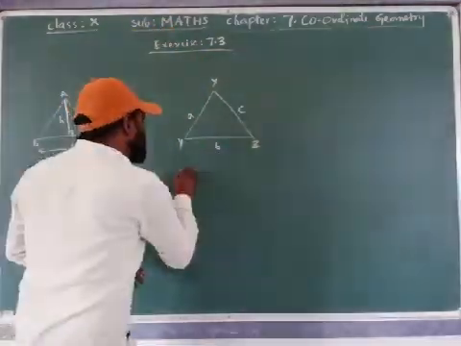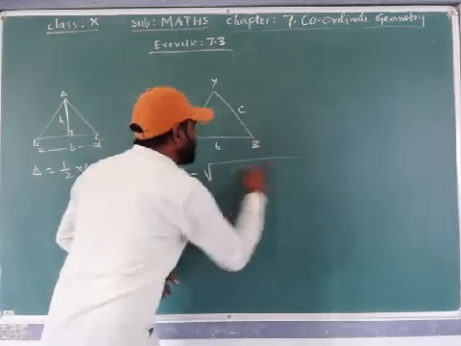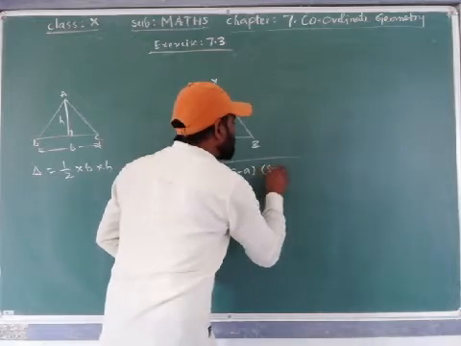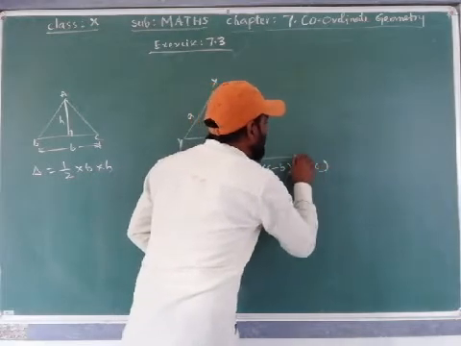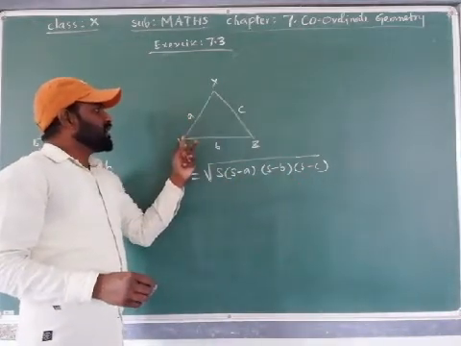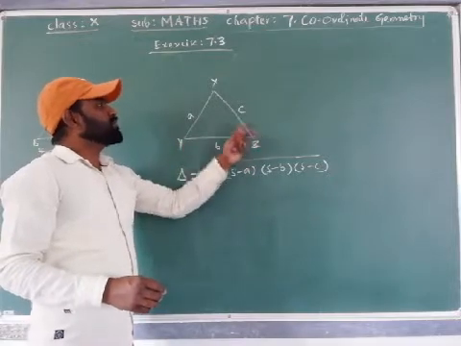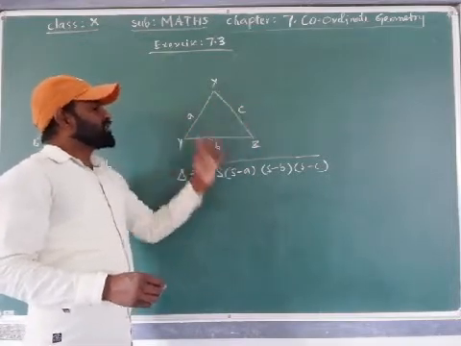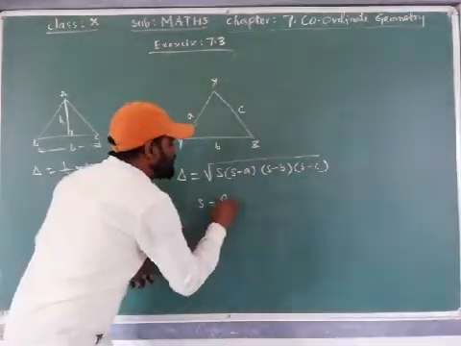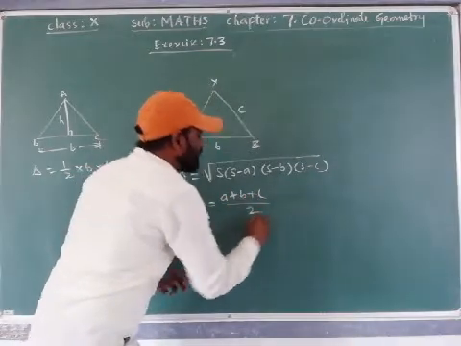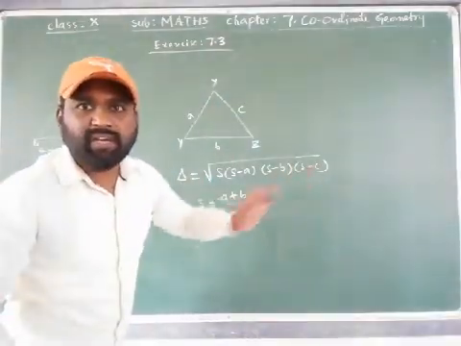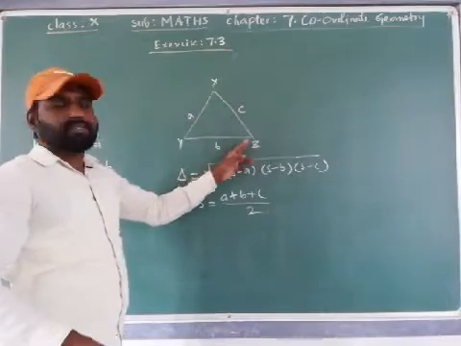What is that? Area of triangle is equal to the square root of S into S minus A, S minus B, S minus C. What is this S here? A, B, C are known, the lengths of the sides: one side length A, another side length B, another side length C. That means you know the three side measures A, B, C. But what is S? S means A plus B plus C by 2. A plus B plus C is the sum of all three sides. It is nothing but the perimeter of the triangle XYZ.